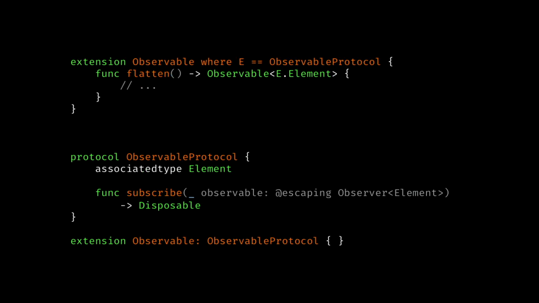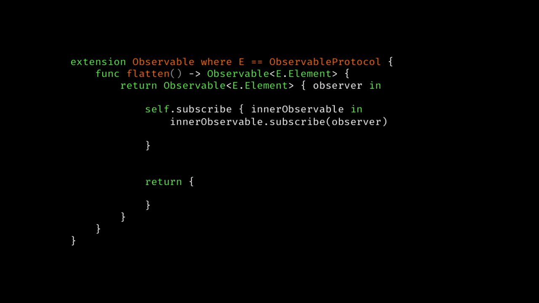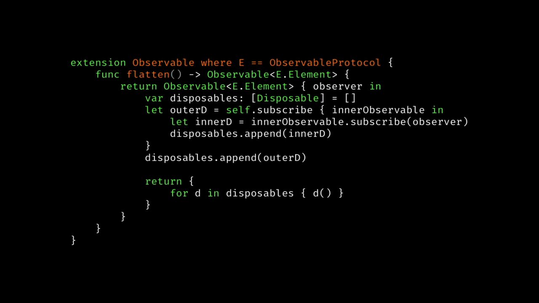I need to define a protocol to be able to do this extension. But let's focus on flatten. So what we want to do is whenever a new observer subscribes to a new flattened observable, we want to subscribe to the original observable and then subscribe that observer to every inner observable that comes by. And the end result is that you get an observable that has all the elements of all the inner observables. And we need to add a bit more code to make it also disposable.